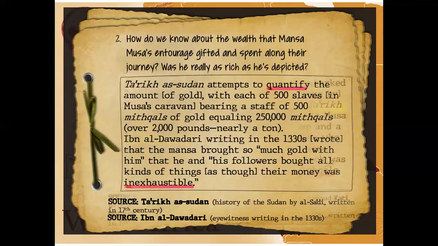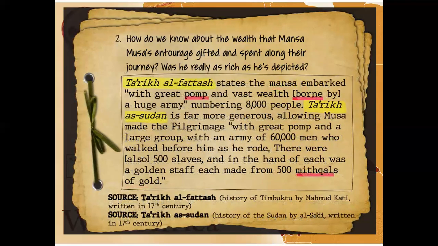But let's take a look now again at these sources here. I'll even go back one and relate them back to this question of how do we know about Musa's wealth? Was he really as rich as he's depicted? Well, what are we getting from these sources? We see 8,000 to 60,000 people. That is a huge discrepancy, but either way, it is unquestionable that there were a lot of people in Musa's entourage.